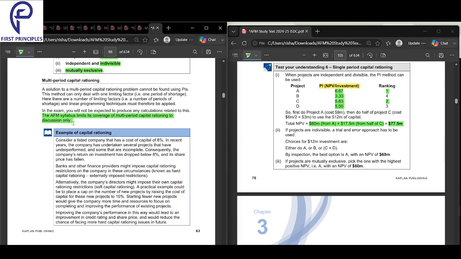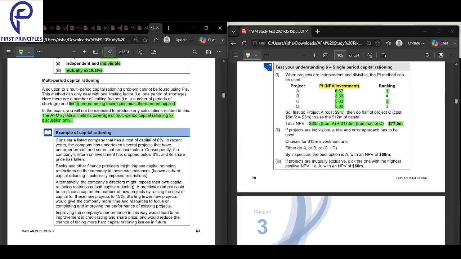So we cannot use the PI method here. PI only works when there's a 1 year shortage. If in 1 year there's a shortage, you can use PI, but when there are multiple years of shortage, using PI will get messy. So the solution is you use linear programming or mathematical techniques. That is generally used to solve these problems.